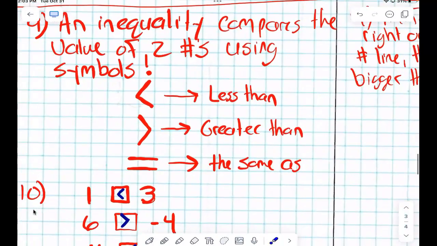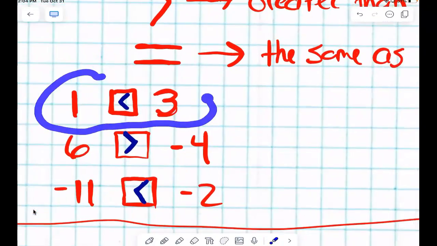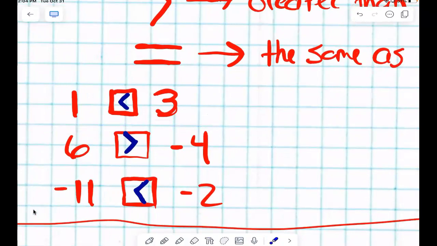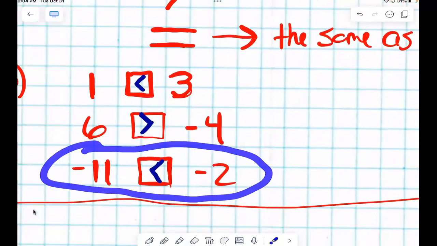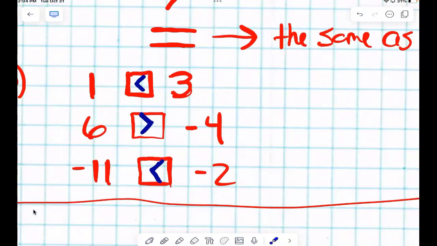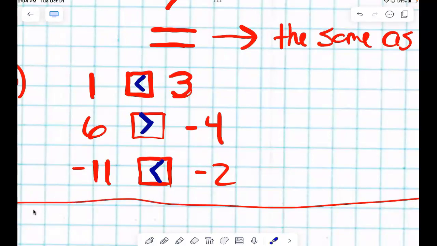Inequalities, we talked about these again, yes? So here they are in play. So what does this say? On the count of 3, tell me what this says. 1, 2, 3. 1 is less than 3. What does this one say? On the count of 3. 1, 2, 3. Negative 11 is less than negative 2.